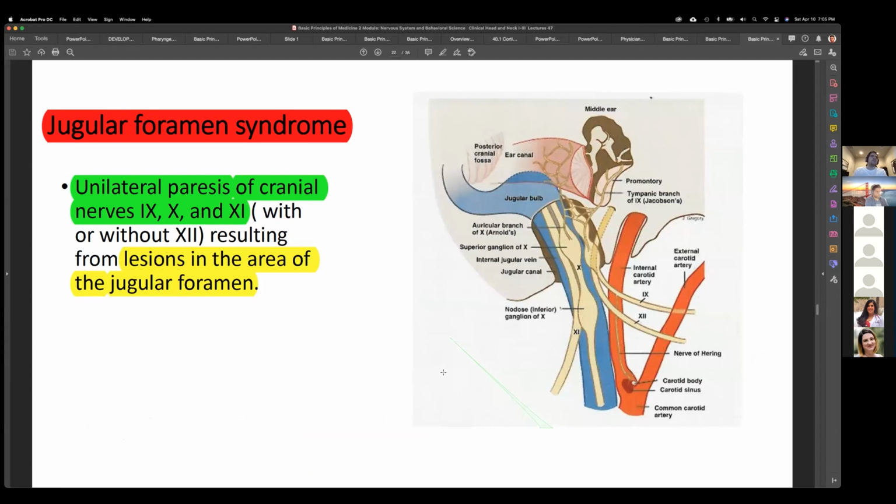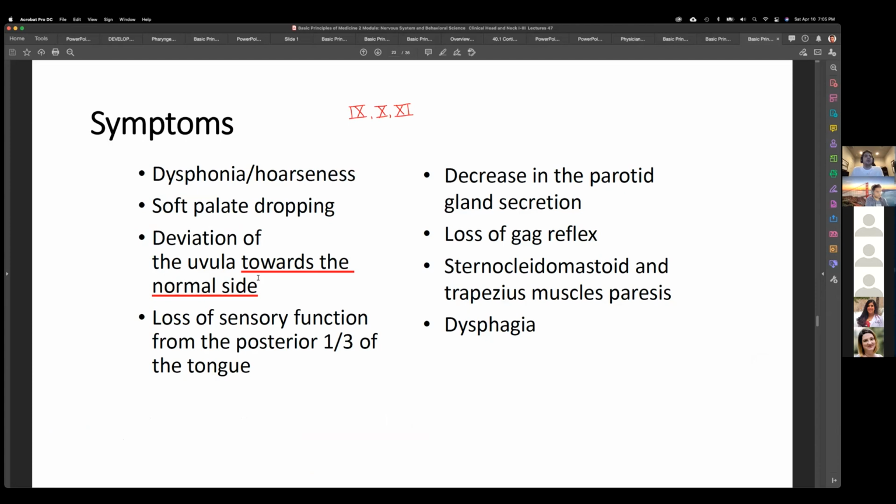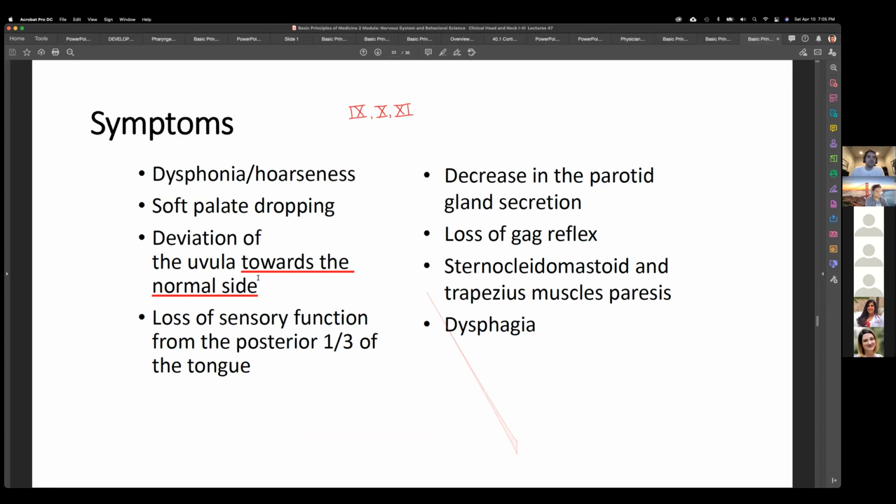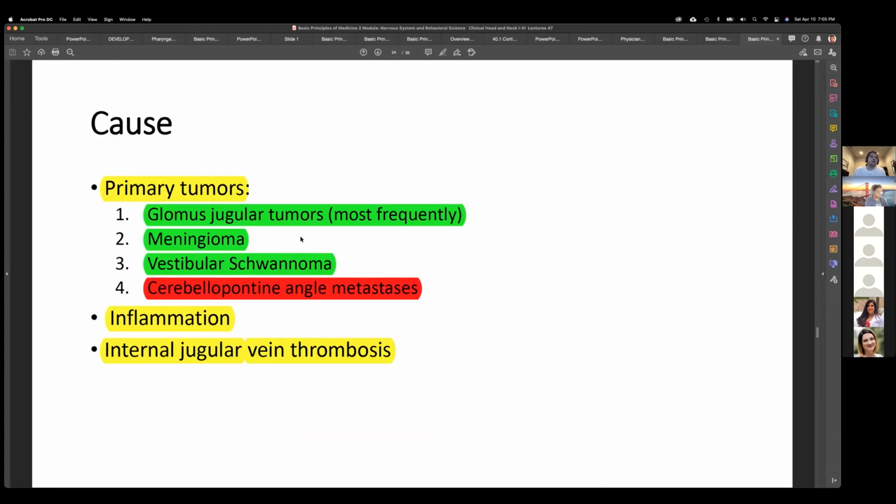Jugular foramen syndrome. If we're affecting the jugular foramen, what goes through that? 9, 10, and 11. So if you affect the jugular foramen, you can get an injury to those muscles, and then it goes into the symptoms of that. Different tumors, I guess these are the tumors that can cause this jugular foramen syndrome.